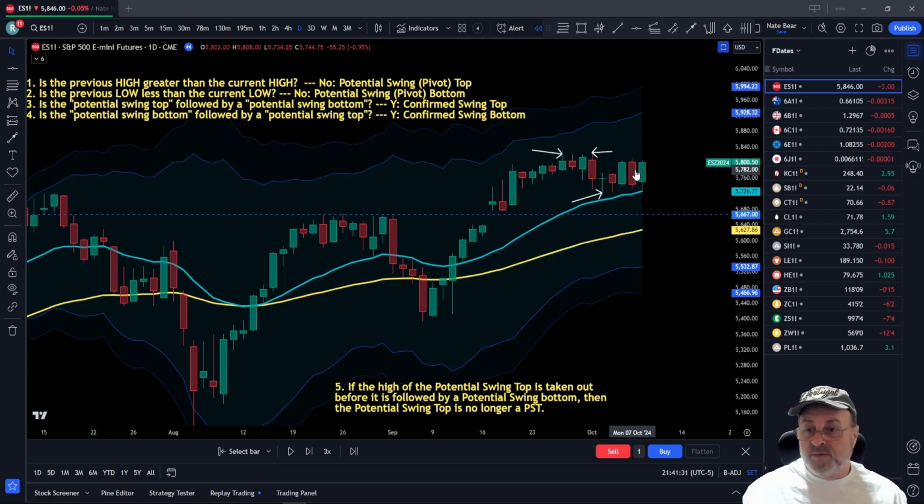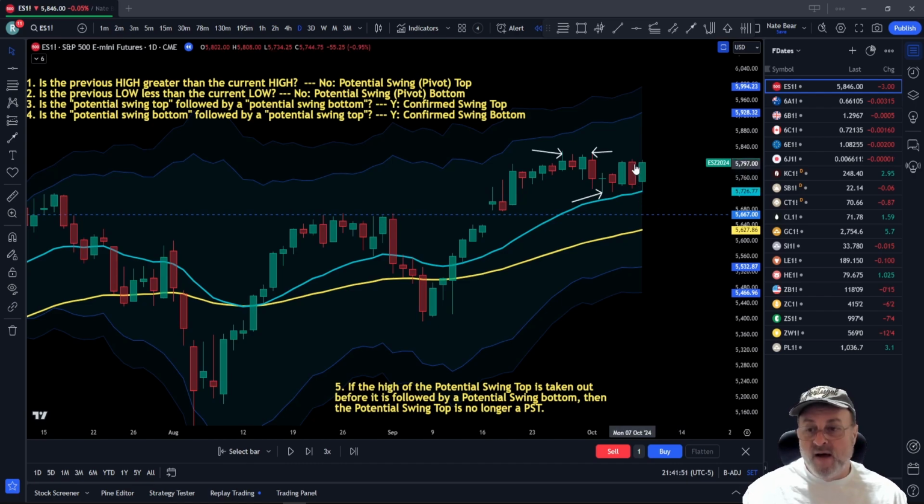Okay, did we go higher than the previous? It doesn't look like it. Let's see, the high here was 58.08. This one is 58.06. Okay, so we did not go higher than the potential swing top, so it's still a potential swing top, but we did go lower.